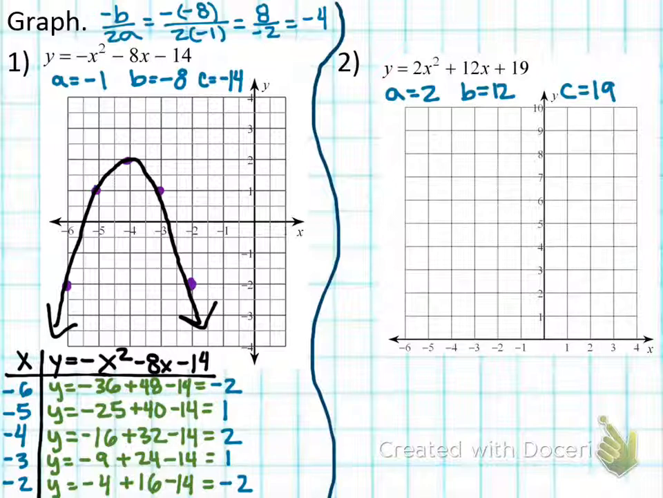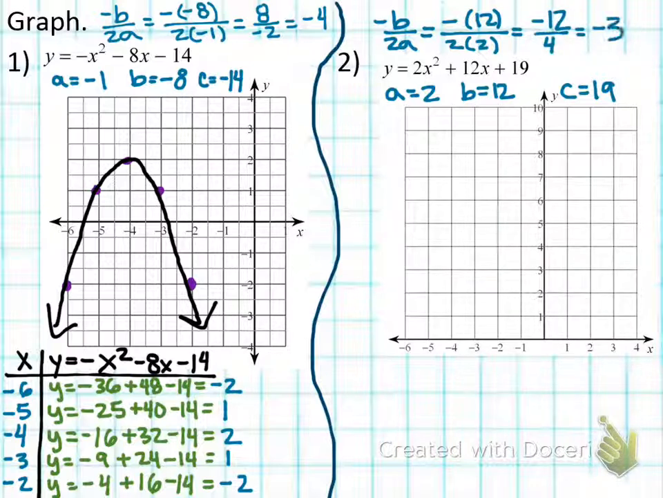So again, that's a new addition. This is the first time we've had another number besides 1 or now negative 1. So we have a positive 2 now for a. We'll do negative b over 2a. And that gives us negative 12 over 2 times 2, which is negative 12 over 4, or negative 3.